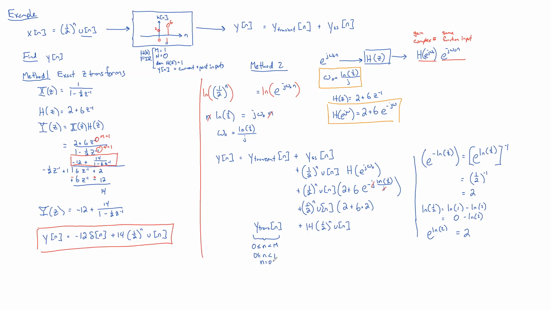And so it means that for n greater than 0, we have y of n equaling 14 times 1/2 to the n u of n. And compare that with what we have on our left: except for that one difference at n equals 0, our output is indeed equal to this. So this is the steady state part, and this is the transient part.